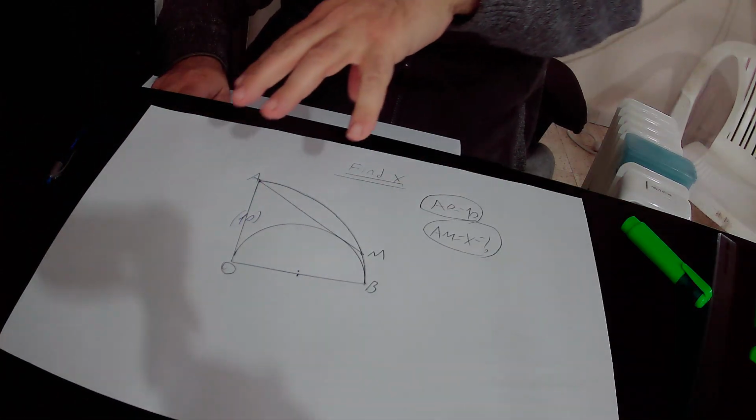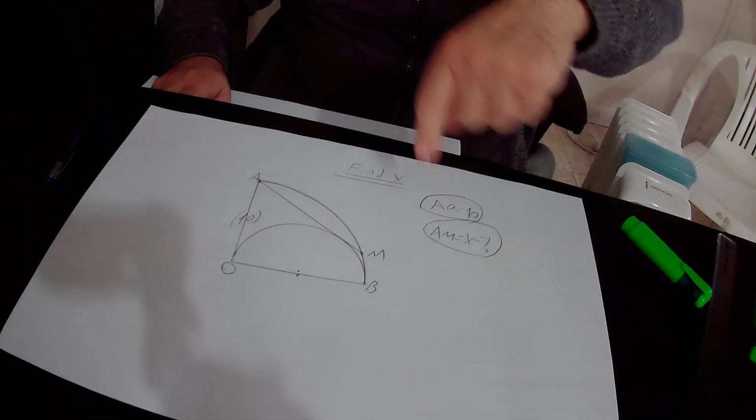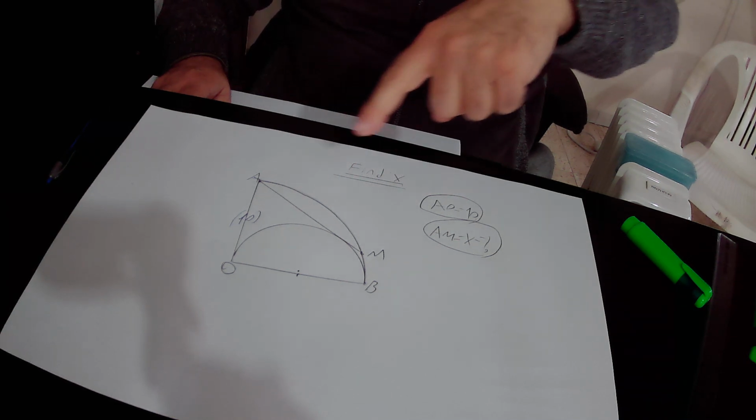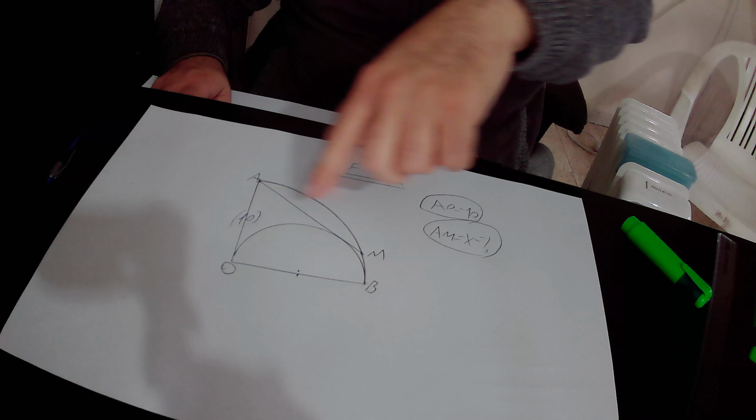Now, in this lecture, we find out the length of line segment X. In the drawing, we have a quarter circle, AOB is a quarter circle. Inside this quarter circle, we have a semicircle. OB is a semicircle.